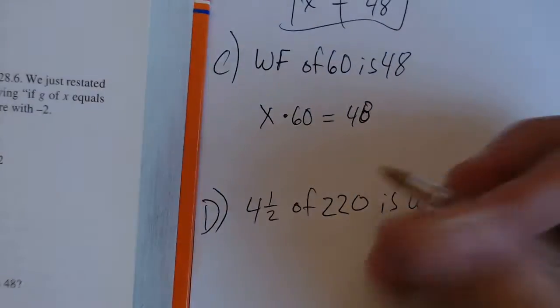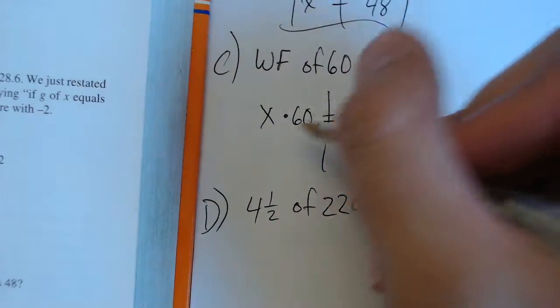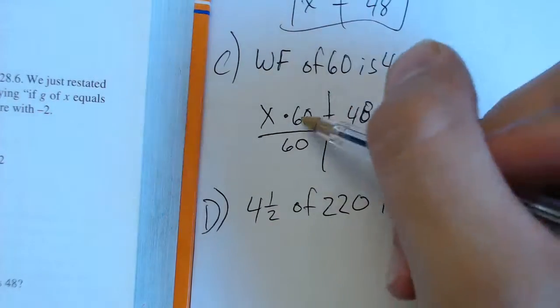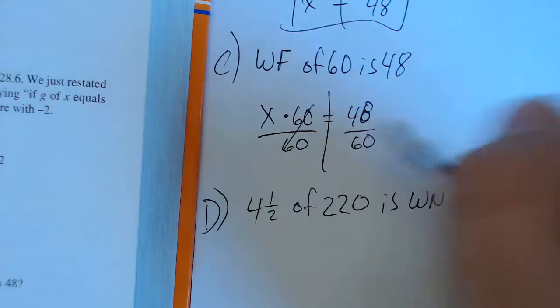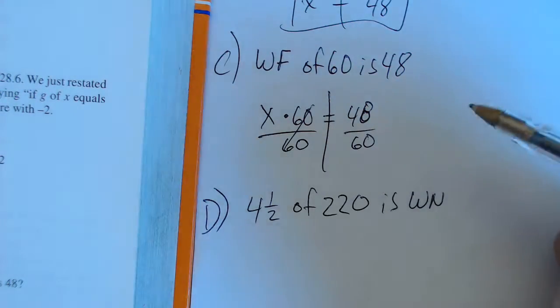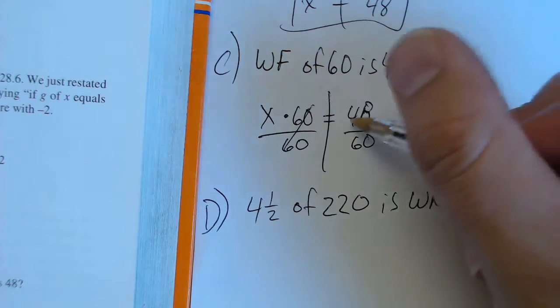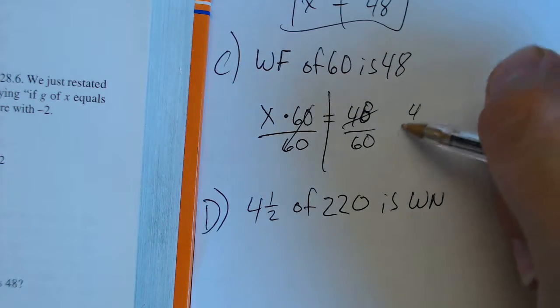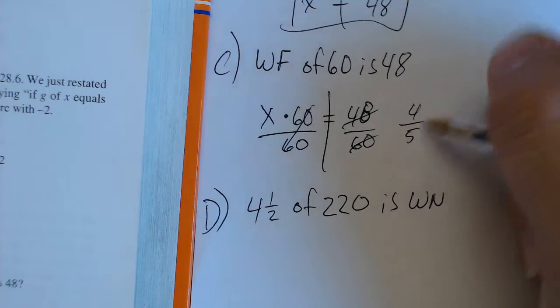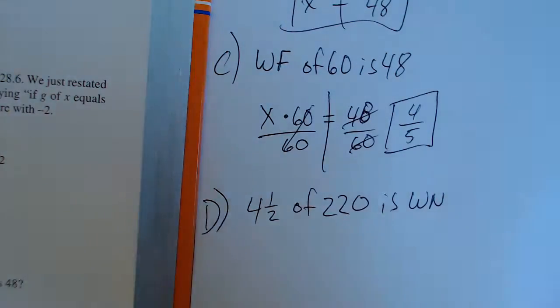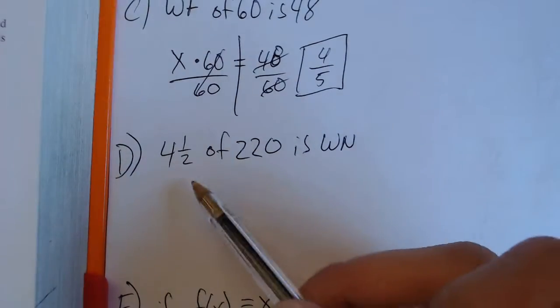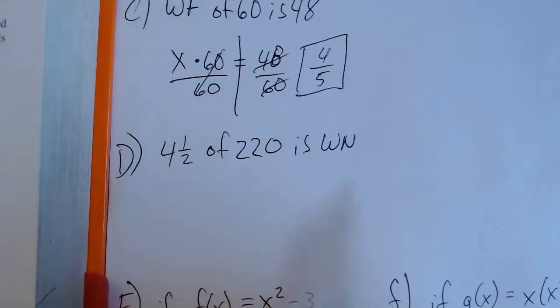So here we just have an equation. We can simplify this by dividing each side by 60 because that would become a coefficient of x. And then x is going to equal 48 over 60, which if you know your 12 times tables, will reduce by 12 to 4 over 5. So x is equal to 4 over 5, and that's what the fraction is. Last one, D. They give us a mixed number. We have 4 1/2 of 220 is what number?